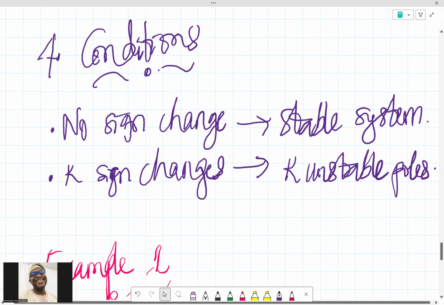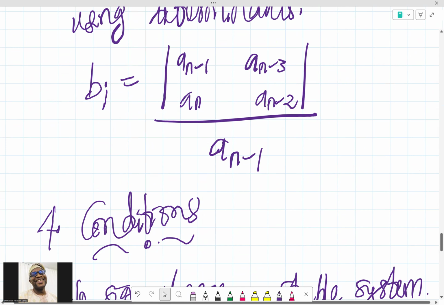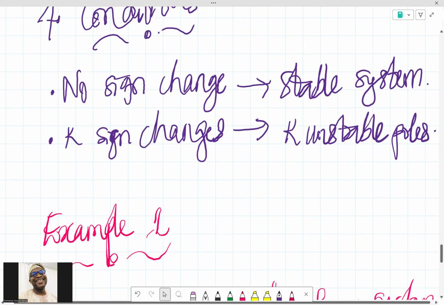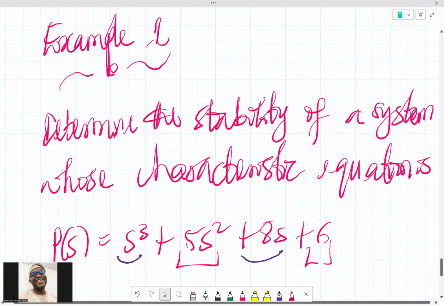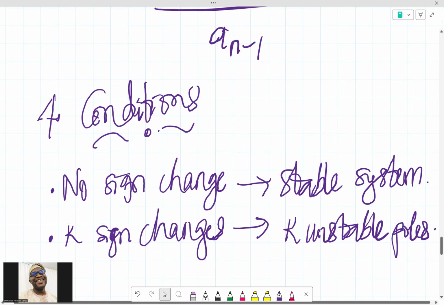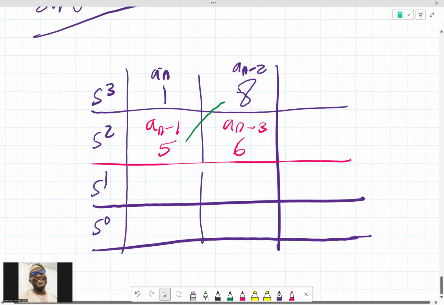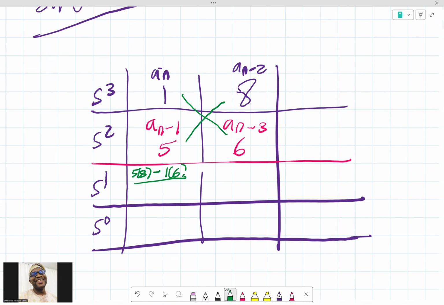So the formula tells us that we have an minus 1 times an minus 2 minus an, we are taking the determinant, an minus 1 times an minus 2 multiplied by an times an minus 3, like that. So that means we are going to have an minus 1 times an minus 2. So that means we have this, that will be 5 times 8 minus 6 times 1. That's an, or let's say 1 times 6, just to follow that faithfully. That's 1 times 6. So this now, divided by an minus 1, which is 5. So if you do all that, right, you get 40 minus 6, that's 34. So this is simply 34 over 5.